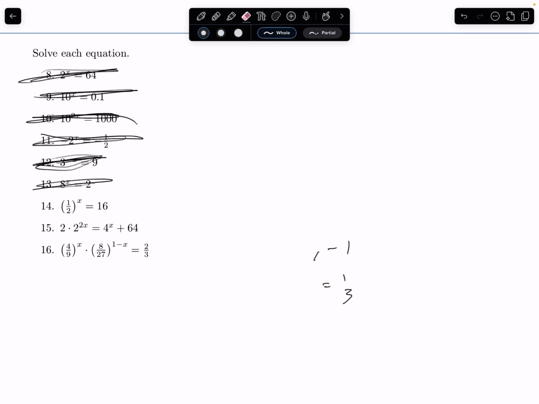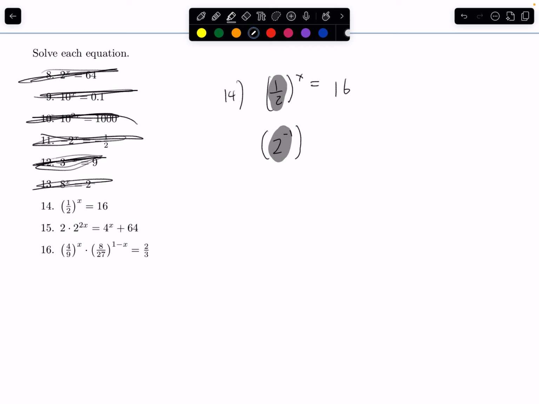Okay, 14. All right, 14, I got (1/2) to the x equals 16. I'm going to rewrite this question this time because it requires me to think a little bit. Okay, 1/2. I'm looking at what common base they have, and the obvious choice again for me is 2. What is 1/2? 1/2 is 2 to the -1. So I did that same trick, replacing this 1/2 with 2 to the -1, same trick as when I replaced 8 with 2 to the third, right? Don't forget to include that extra x. And what is 16? 16 is 2, 4, 8, 16, 2 to the 4th.